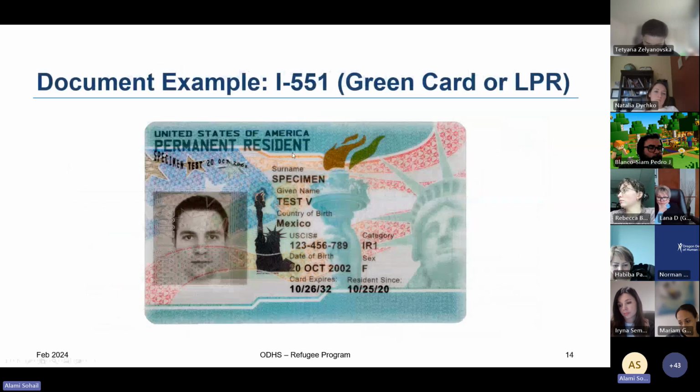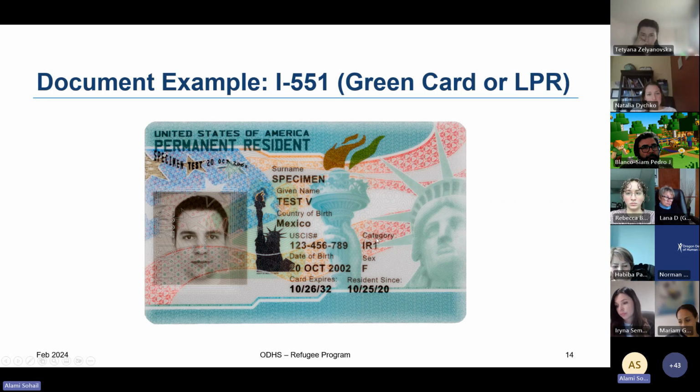All right. Next document, this is just a sample of the green card. Again, it has most of the information on it: first name, last name, country of birth, the A number, which is written as USCIS number here. And I think this is an older copy of the green card. It has changed a little bit, but the format basically stays the same. They just change the graphics.